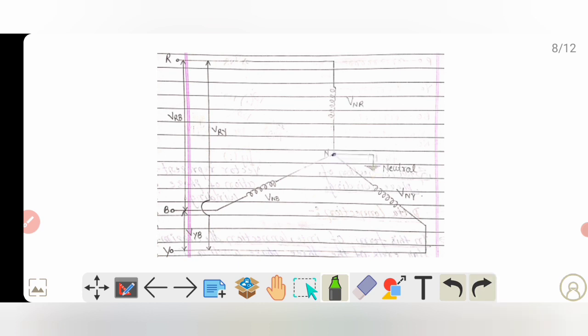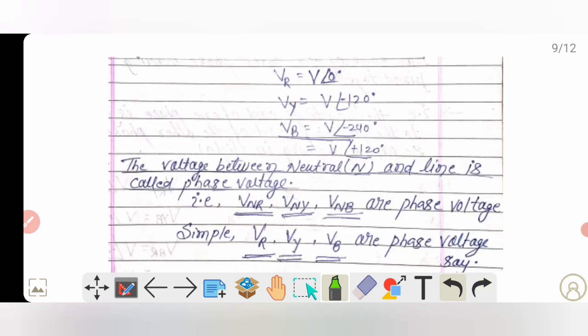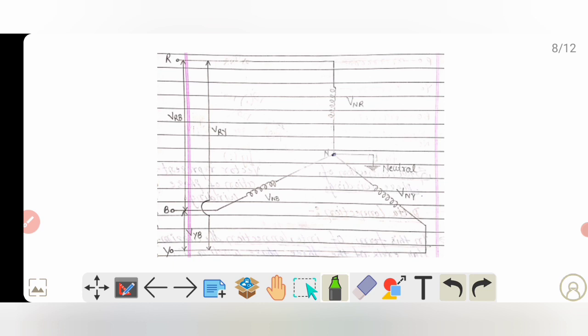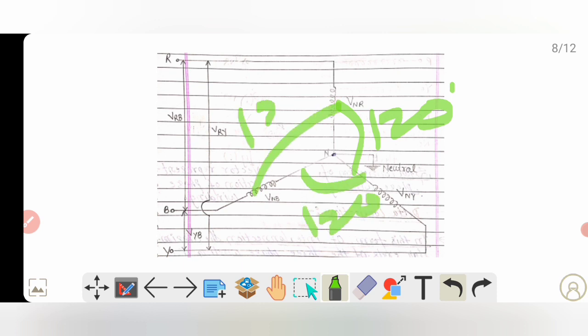So here we have discussed the two main concepts. The first one is line voltage, which is the voltage between line to line, and the second one is the phase voltage, which is the voltage between phase and neutral. Now as you can see here, my dear friends, the displacement angle is basically 120 degrees. These all three angles will be equal to 120 degrees.